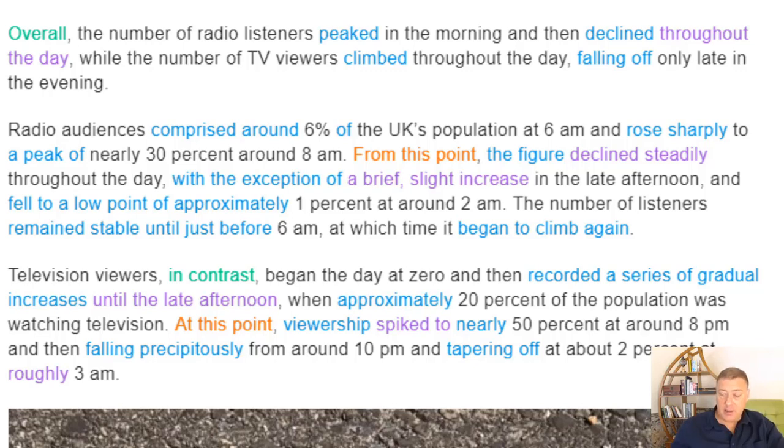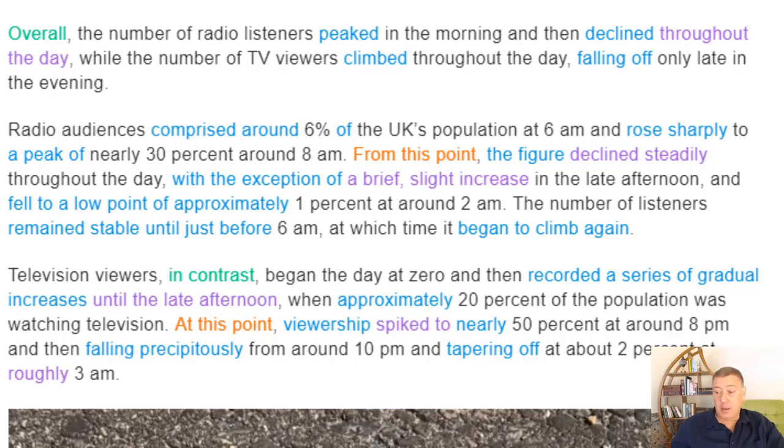If you look at the referencing devices, those kind of function a little bit as a cohesive device in a way, in explaining where you are and making it clear what you're talking about. But a referencing device is essentially talking about something that you've already mentioned and making it clear that that's what you're talking about. So if you look at radio audiences, the third paragraph, the first details paragraph, radio audiences composed around 6% of the UK's population and rose sharply to a peak of nearly 30% at around 8 a.m. From this point, so at what point? From 8 a.m., right? So rather than saying at 8 a.m., I'm using a different way to say that. So that's making it clear what I'm talking about. That's what a referencing device does.